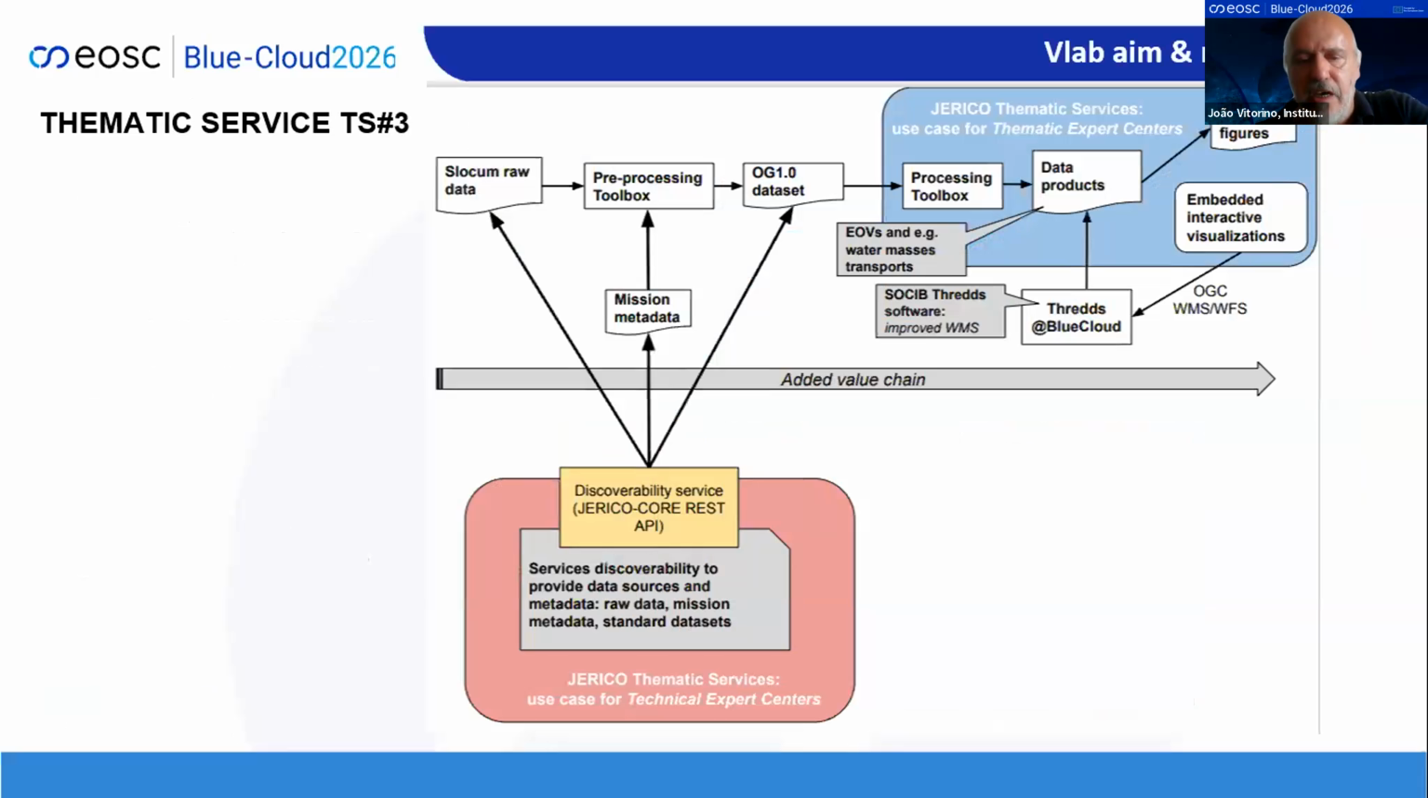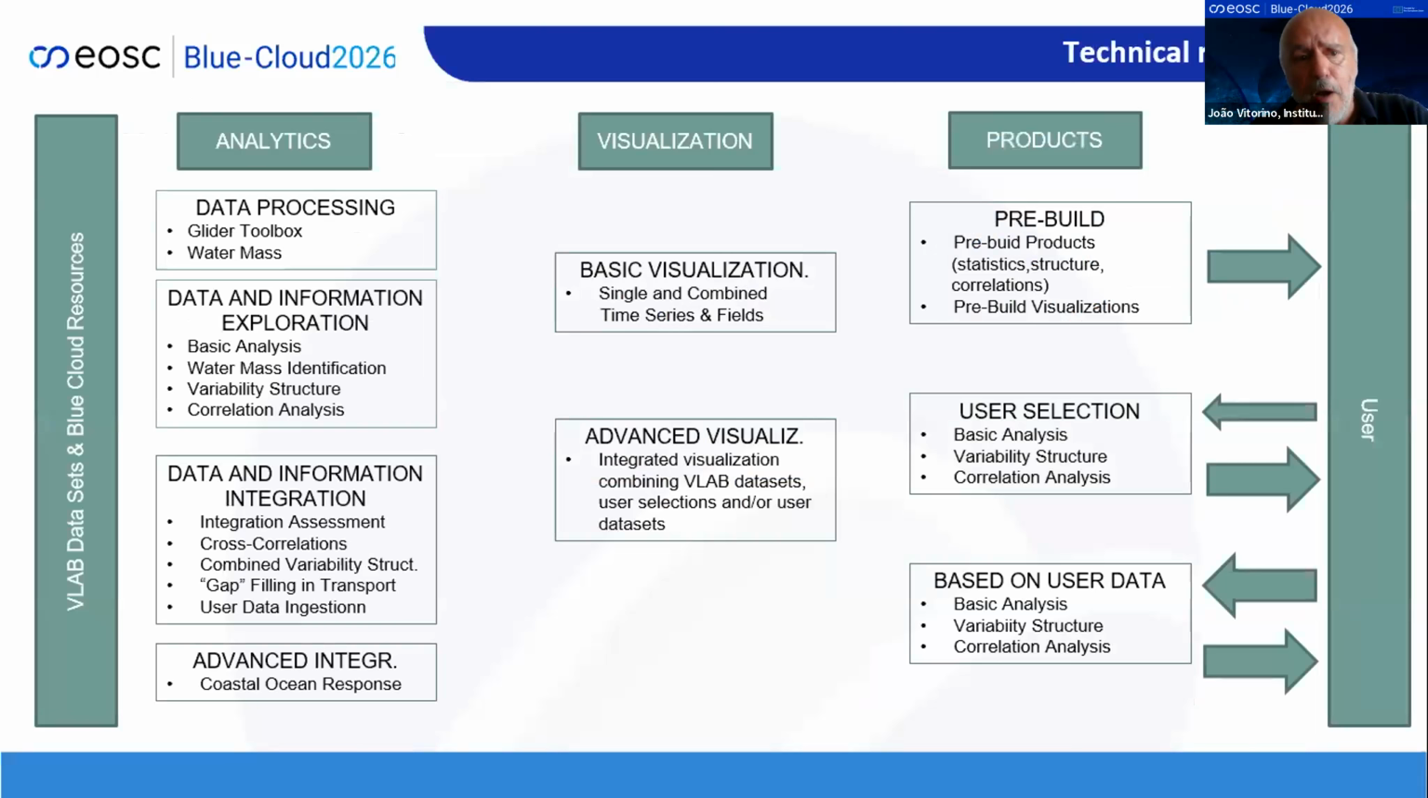And in this case, we are really taking into consideration the full value chain of the glider data, from the raw data to the processing and adaptation to the standards, and then the definition and generation of the data products. I will go rapidly here.